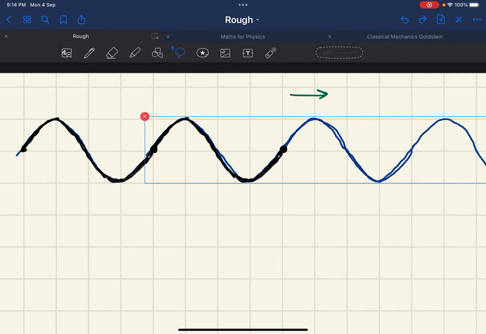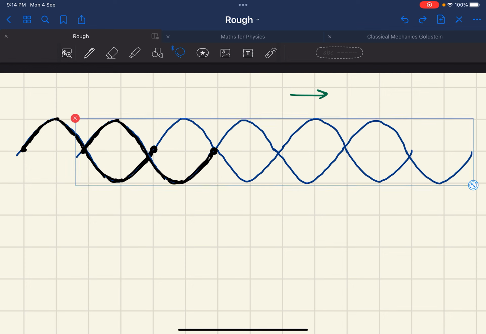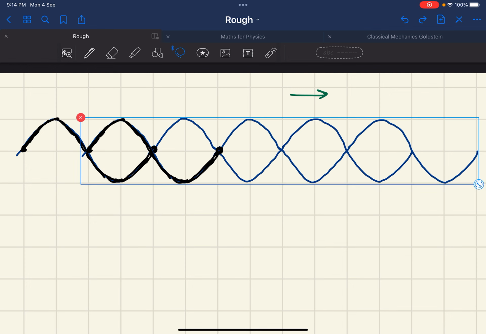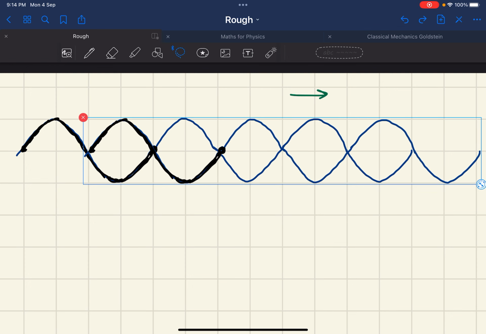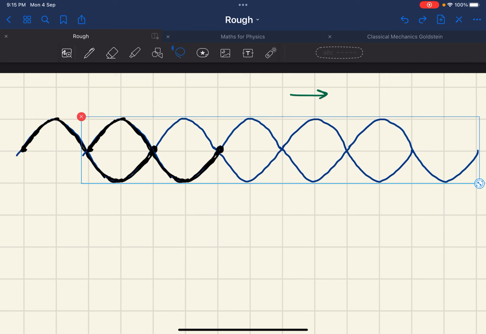If we have this and move it half a wavelength along, half a cycle along, so that this wave is half a cycle out of phase with the original wave, it's going to look like this. So it's also pi radians out of phase with the first wave.